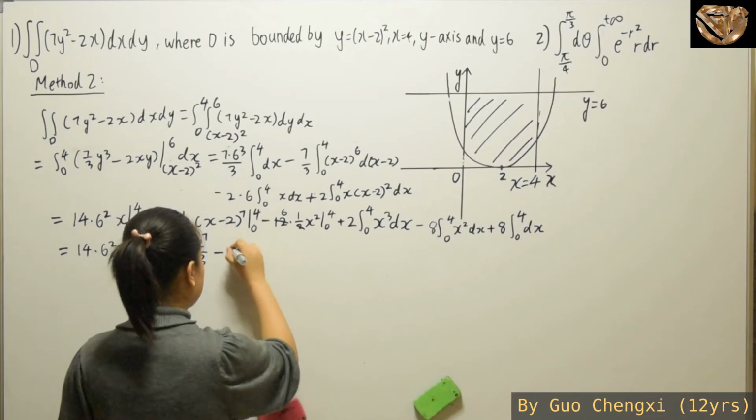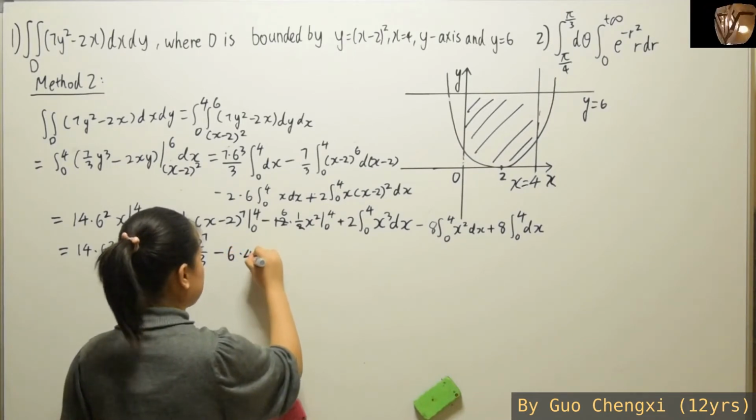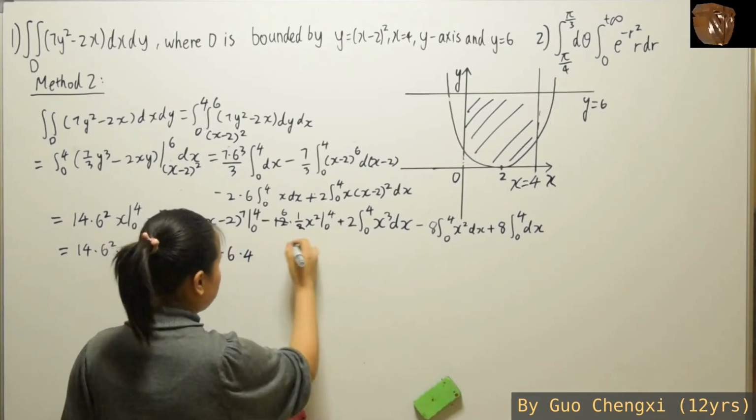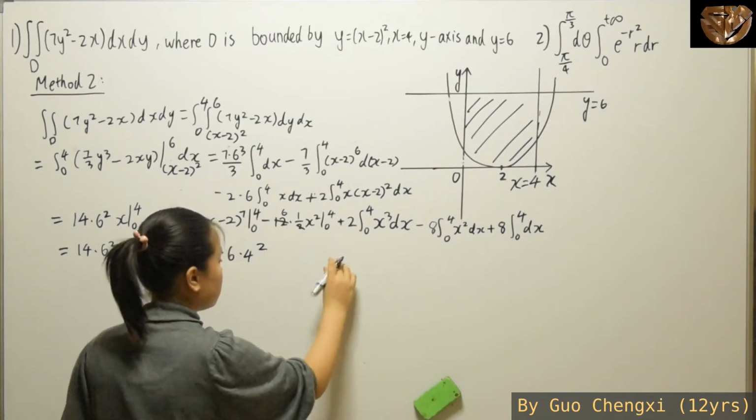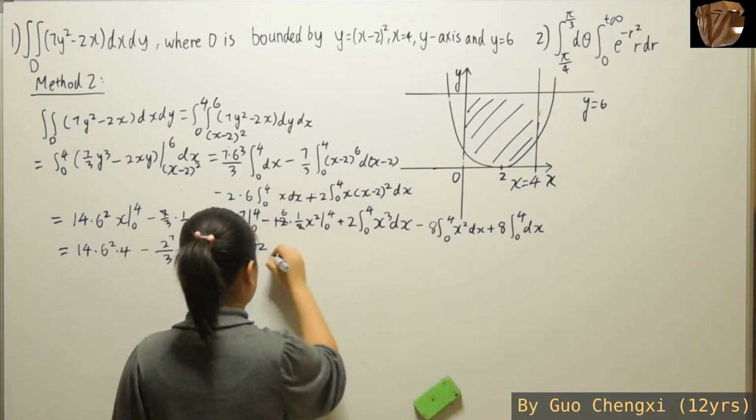For this, when you substitute this part inside, it will just become 6 times 4 squared. And then this part you can also integrate it.